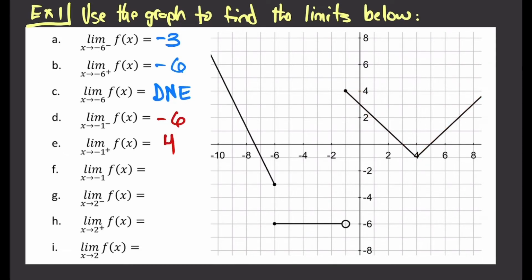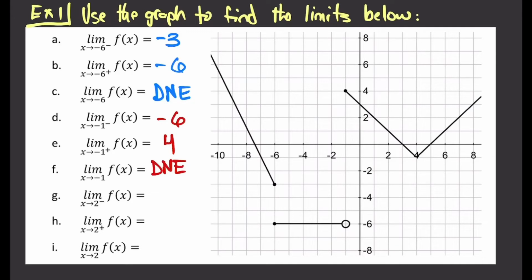Okay, so now I just have the limit as x approaches negative 1. So you have to think about what both are pointing at. Are these two pointing at the same number? Well, no, they're not. One's a negative 6 and one is a 4. So again, the limit does not exist. The limit is what both are pointing at. And if it's a different number, it just does not exist.